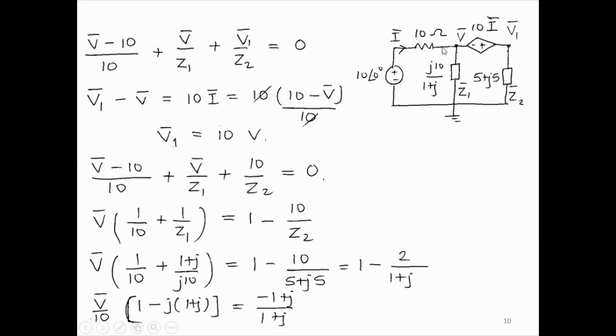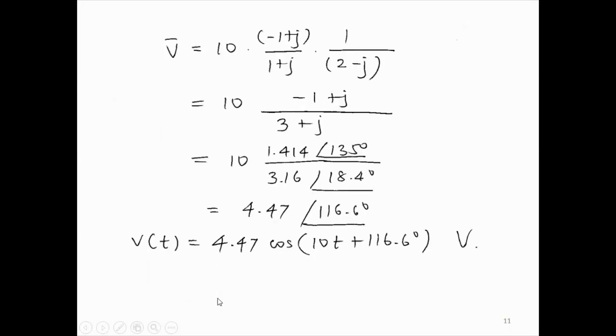I is this current. So this current is 10 minus V divided by 10 ohms. So this is 10 into I, so 10 into (10 minus V) divided by 10 ohms. So the 10 cancels. The numbers are conveniently very nice. So you get V1 minus V equal to 10 minus V. So V minus V actually cancels and we directly get V1 equal to 10 volts. And then V1 equal to 10 we substitute here. So we'll get an equation in V, which I have solved here. I'm not going through the solution. We'll just look at the final answer.